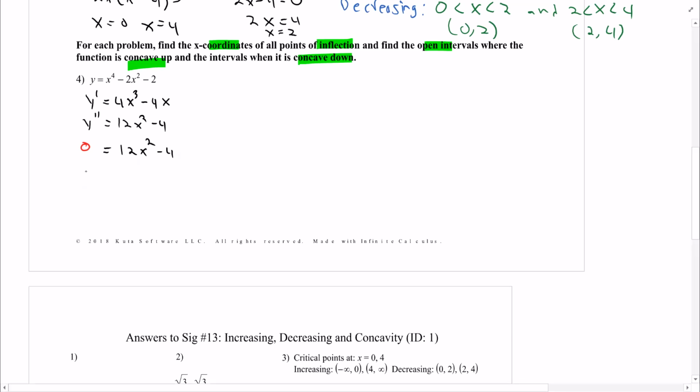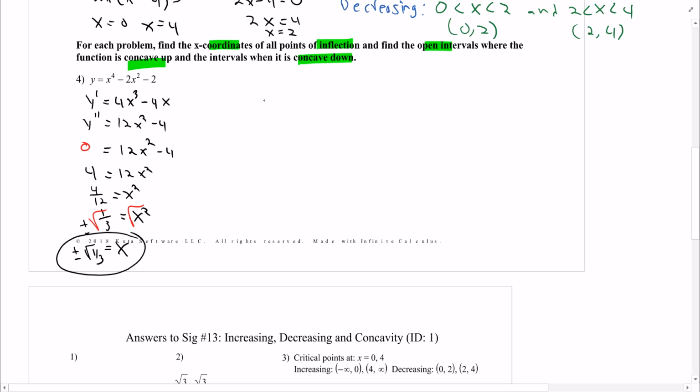Let's add 4 to both sides. We get 4 equals 12x squared. Divide by 12, we get 4 over 12 equals x squared. This is 1/3 equals x squared. You take the square root, and if you're not careful, you're going to miss one of the answers. This should be plus or minus the square root of 1/3. These are our possible points of inflection.